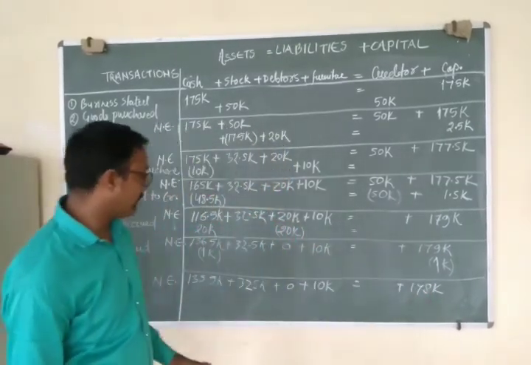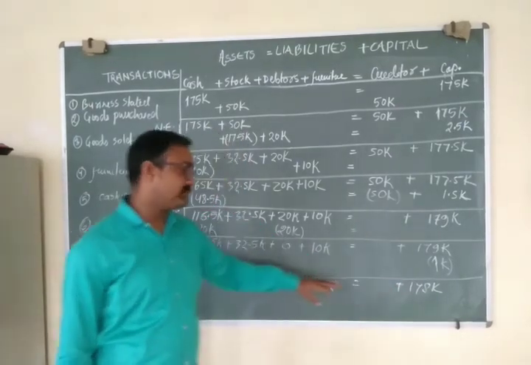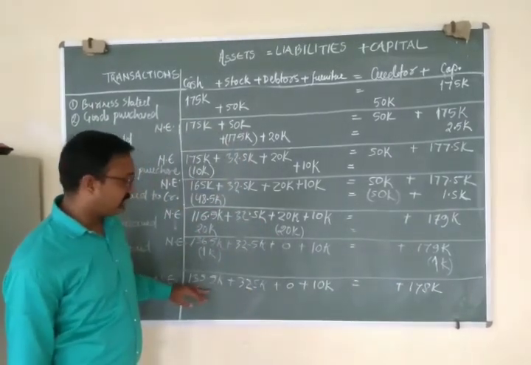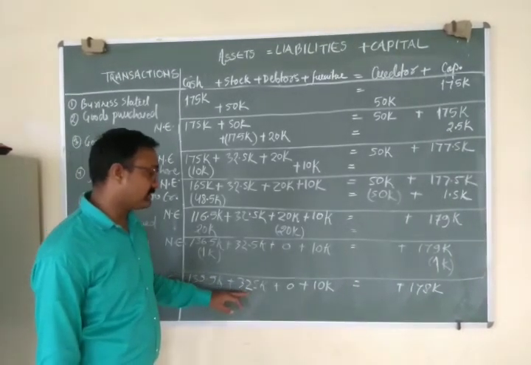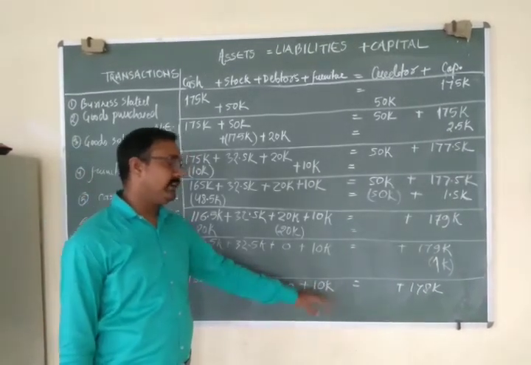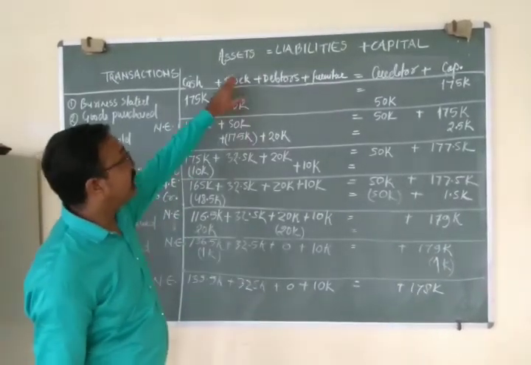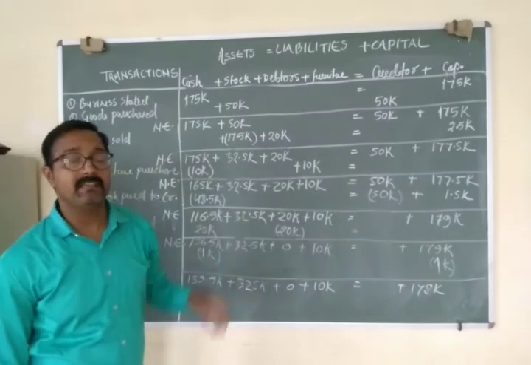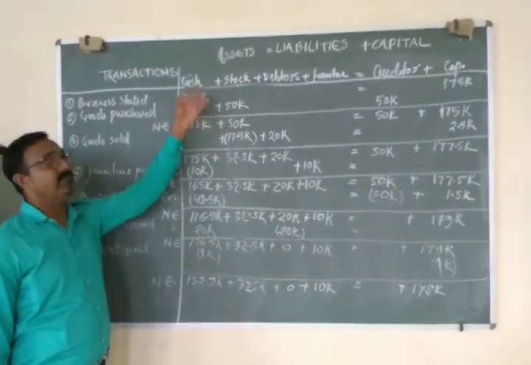So here we have to cross check the sum of the asset side and the sum of the liability side. Once you calculate the sum, 1,35,500 plus 32,500 plus 10,000, it will be 1,78,000. So simply we can verify that all the assets are equal to the liabilities plus capital. So this equation verified our final equation.